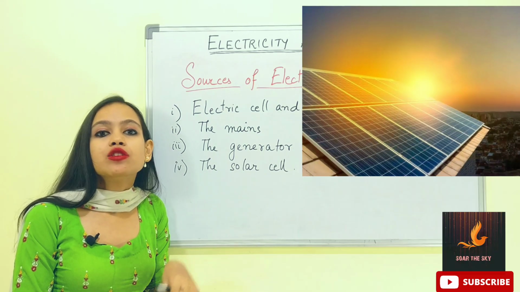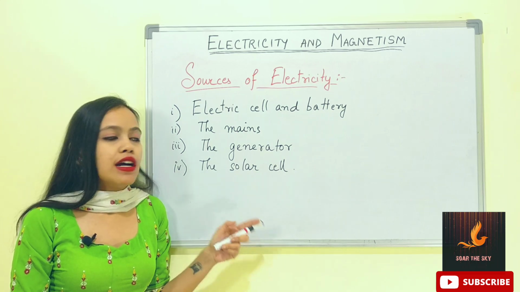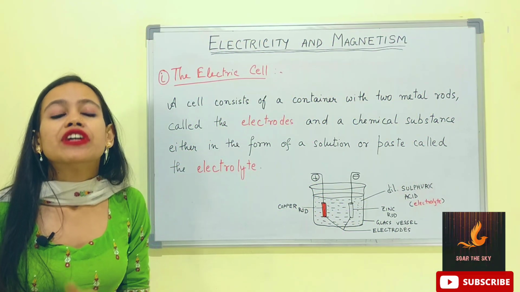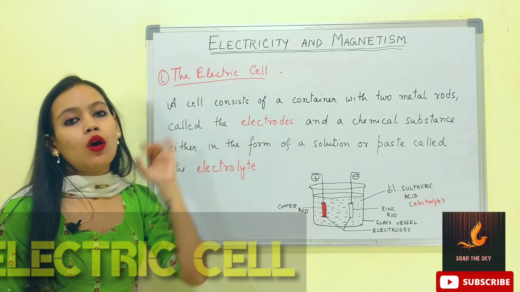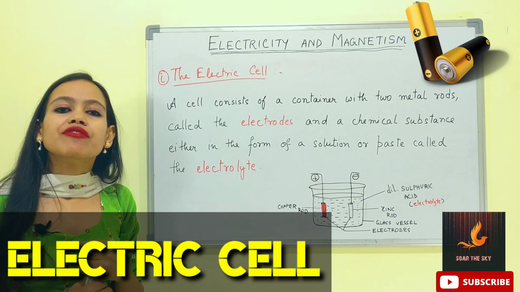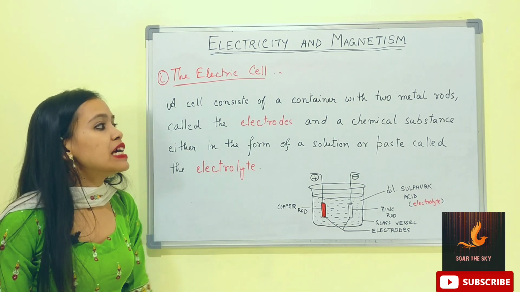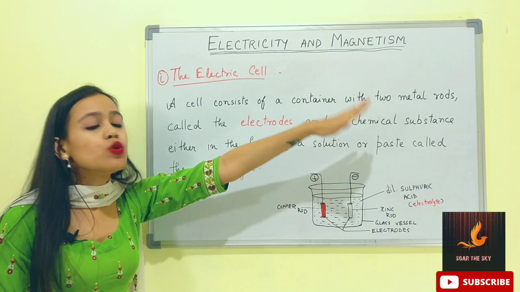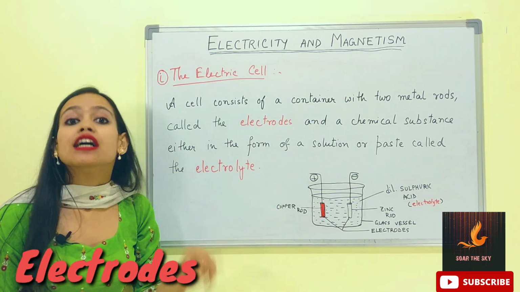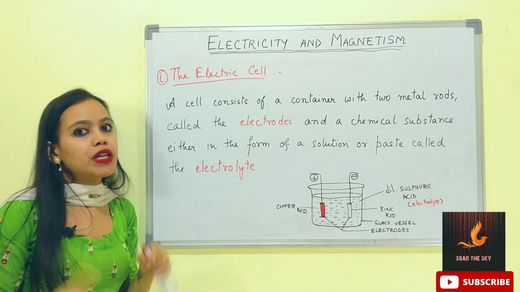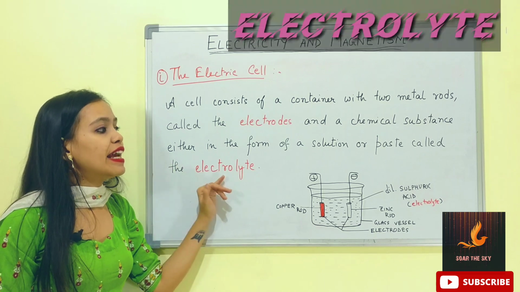We will come into the details of each and every part of them. Let's see what these are. So the first source of electricity is the electric cell or a battery. You can very easily make a battery. How? What you need is a container with two metal rods which are called electrodes and a chemical substance which can be in a solution or a paste form which is known as the electrolyte.